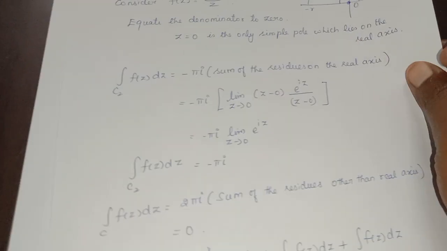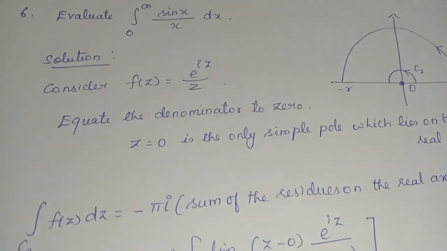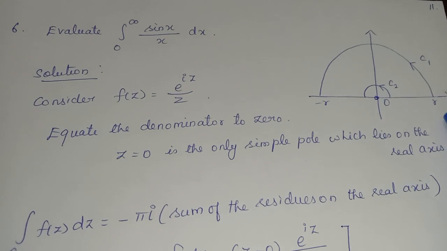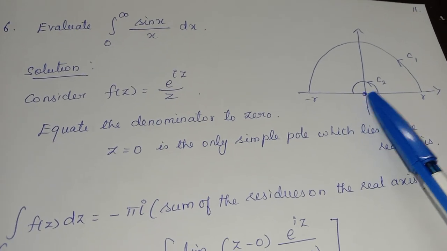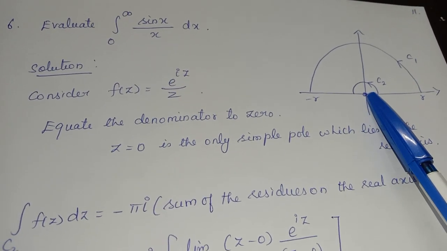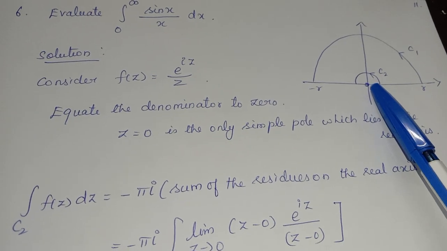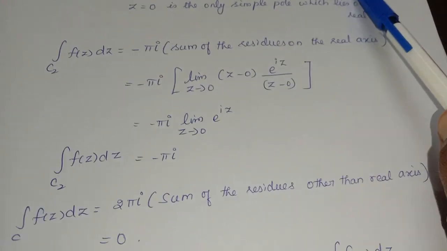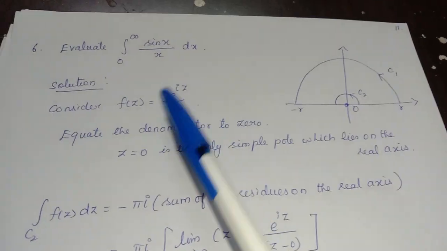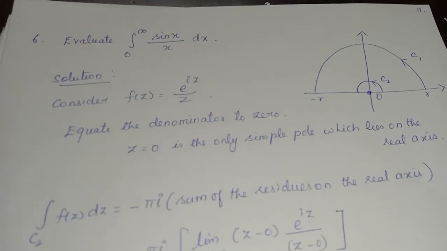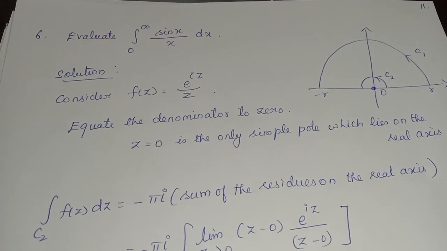Okay, then one last final problem. This is a very simple problem. I have taken it for illustrating how to proceed when you have a pole on the real axis. When you have a pole on the real axis, there is a slight change in the formula. Let me explain with this problem. Evaluate the integral from 0 to infinity of sin x by x.